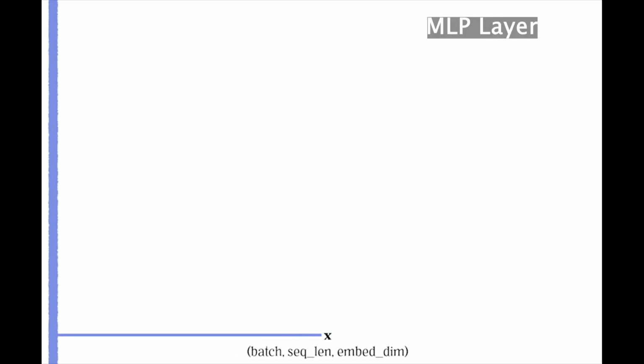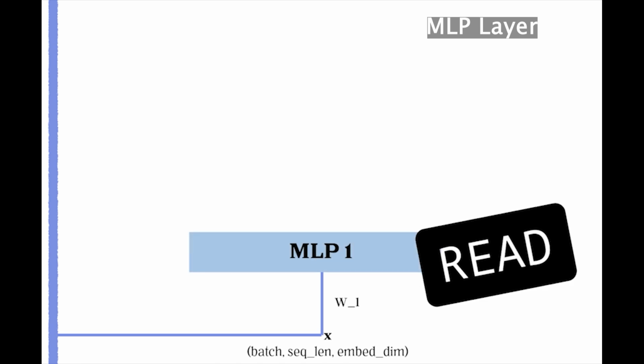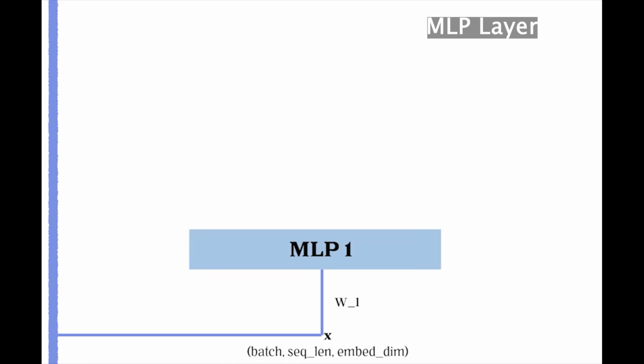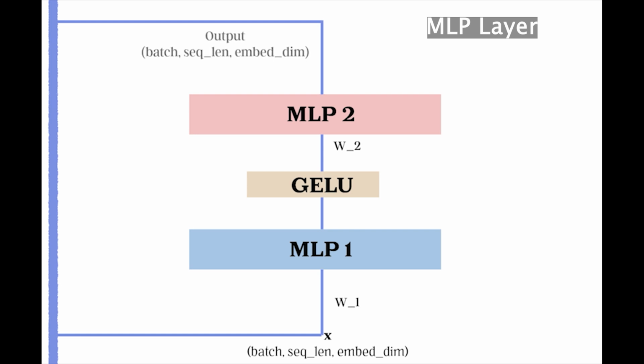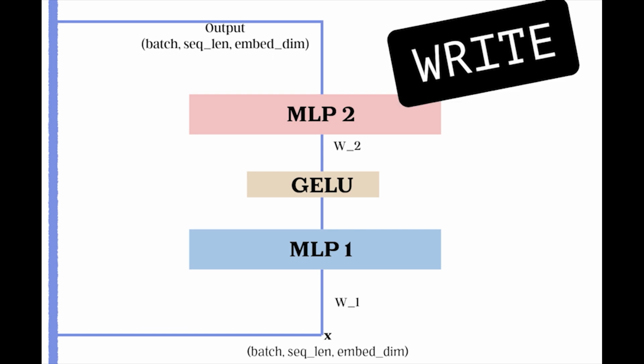The MLP layer consists of two linear transformations. It reads from the residual stream by applying a weight matrix W1 to the input. After applying a nonlinearity like GELU, it then performs another matrix multiplication by W2 to get the output of shape batch times sequence length times embedding dimension, that's written back to the residual stream.